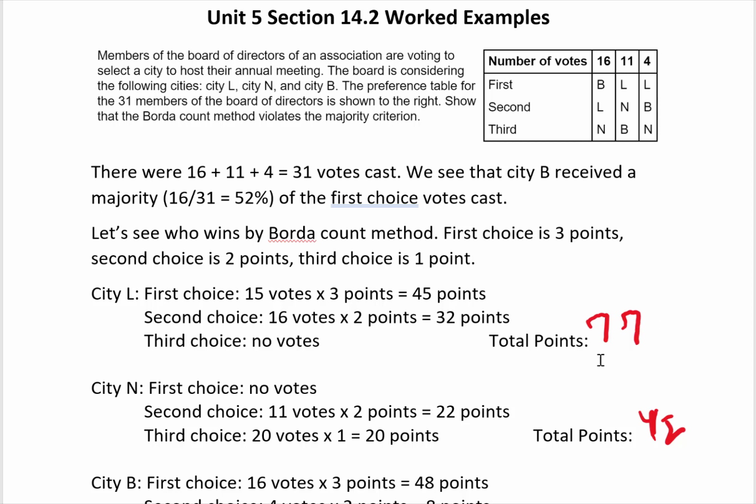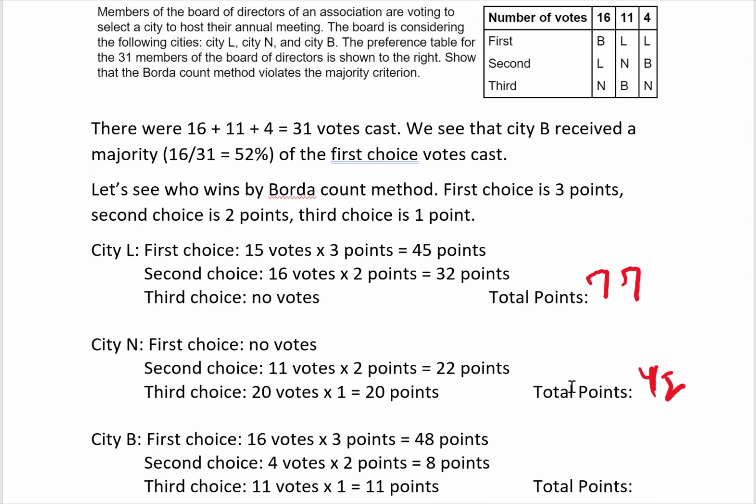And finally, for City B, 16 first place votes times 3 points is 48 points. 4 second choice votes times 2 is 8 points. And for third choice, 11 votes times 1 is 11 points, and the total is 67 points. So the winner is City L by the Borda Count method.